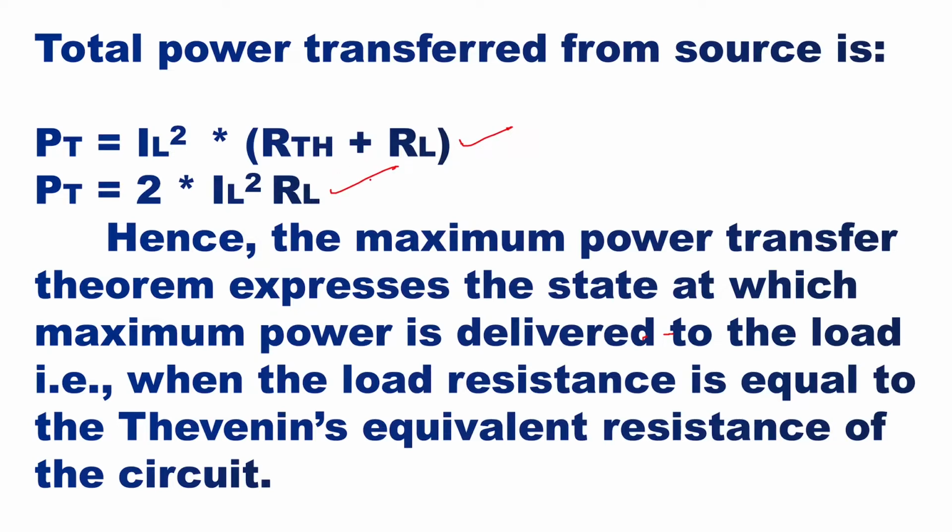Hence the maximum power transfer theorem expresses the state at which the maximum power is delivered to the load, that is when the load resistance is equal to the Thevenin's equivalent resistance, which is nothing but the effective resistance looking back into the circuit from the load terminals. If the load resistance is equal to that, then there will be maximum power transfer to the load from the source.